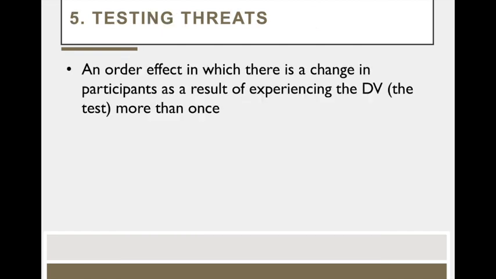Number 5 are testing threats. Testing threats is essentially a kind of order effect where there's a change in the participants' scoring because they're getting better at the test maybe, or maybe they're getting more fatigued and they're getting worse at the test, whatever your measurement tool is. So there are lots of examples of this we can think about.